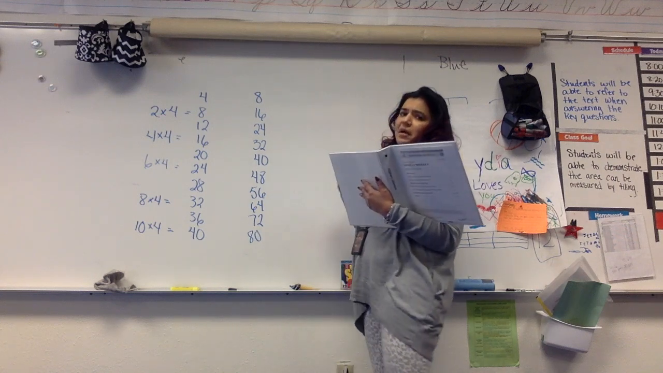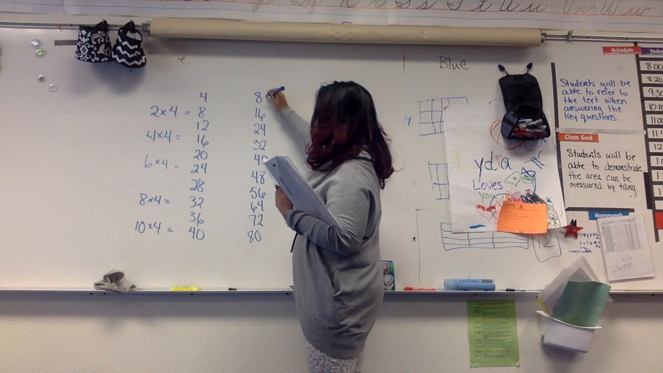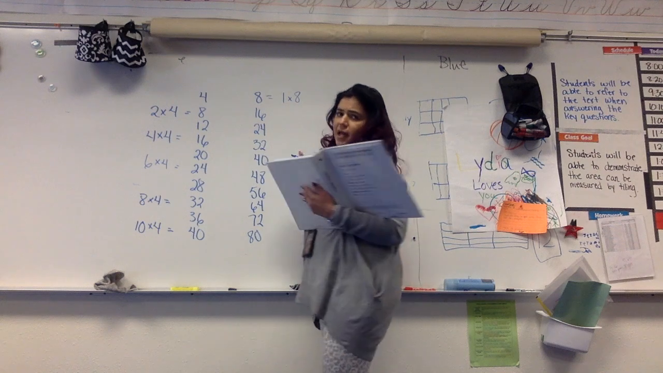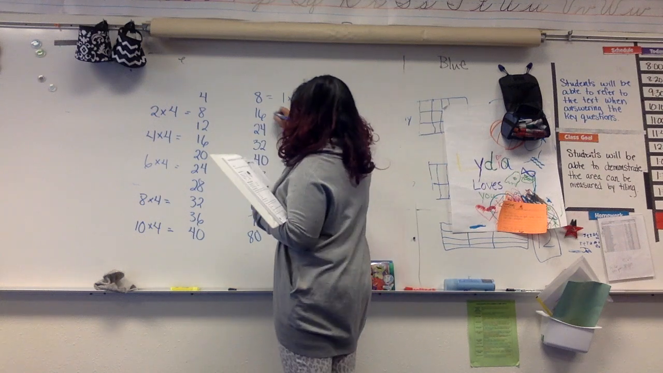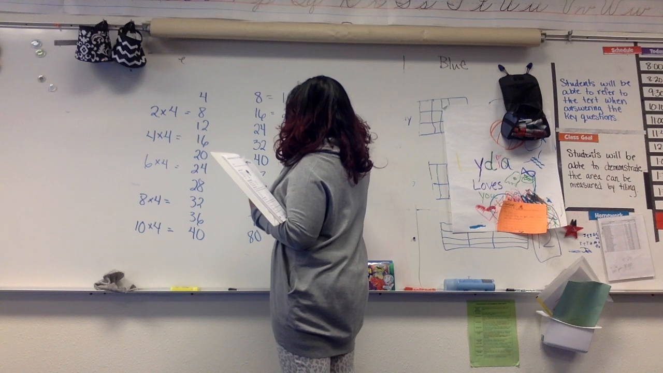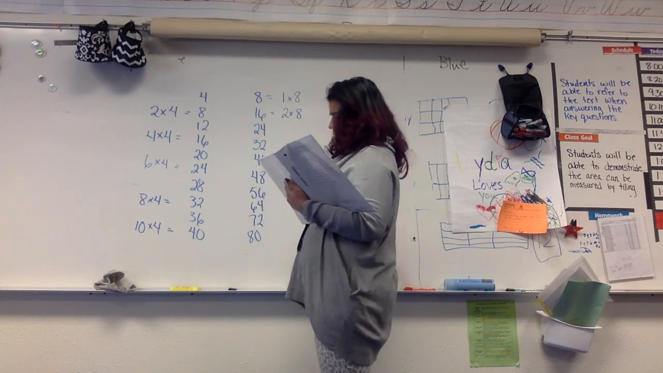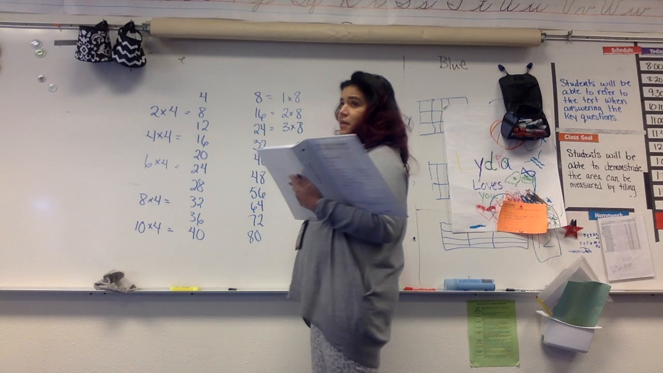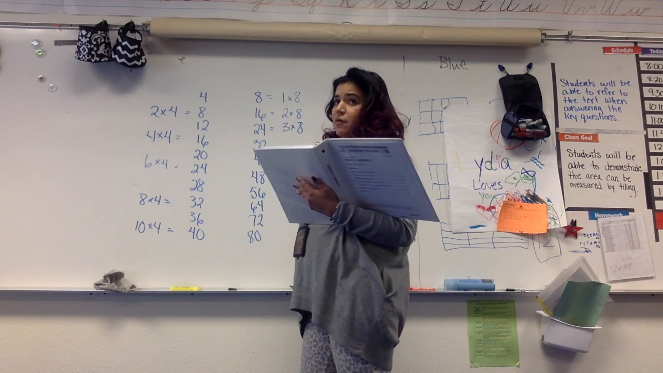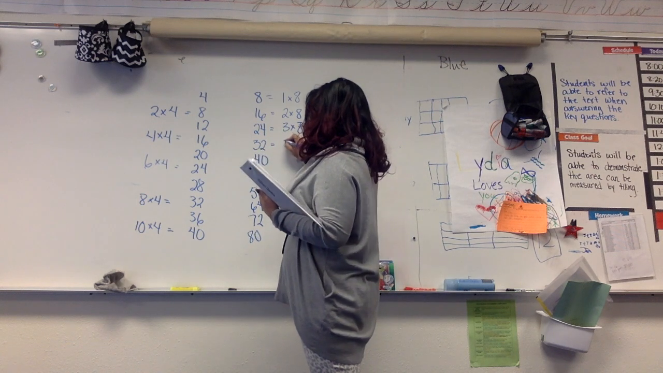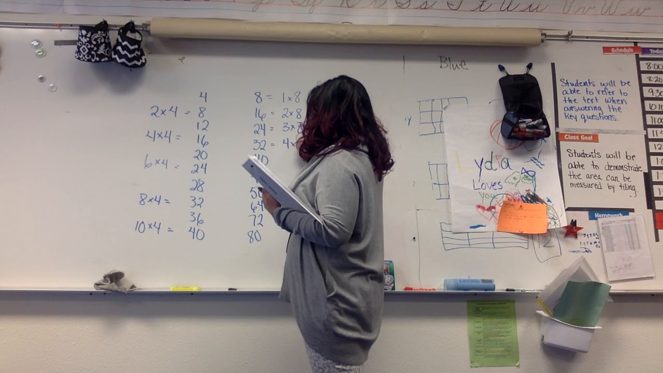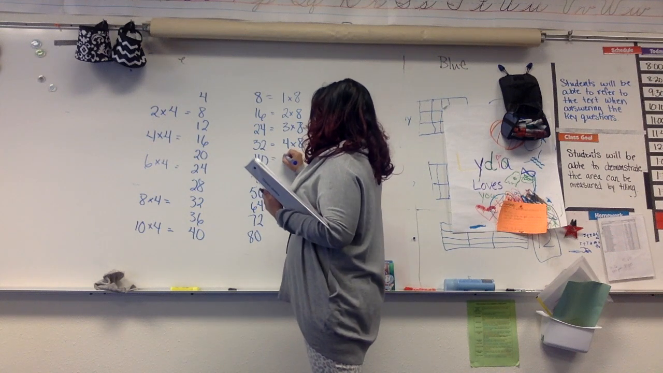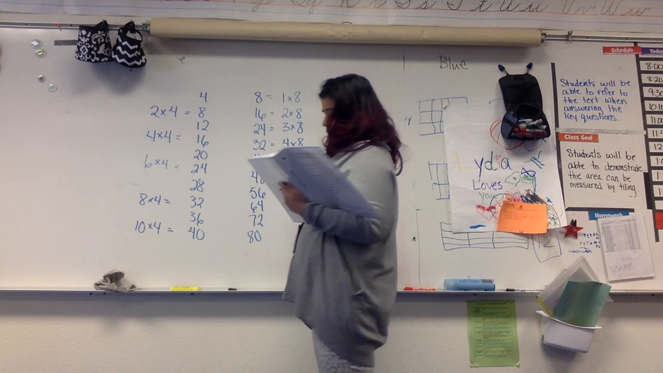Now I need to come up with equations for this. How many 8s is this? 1 8 equals 8. How many 8s is this? 2 8s equals 16. How many 8s is this? 3 8s equals 24. 4 8s equals 32. So 5 8s equals 40.